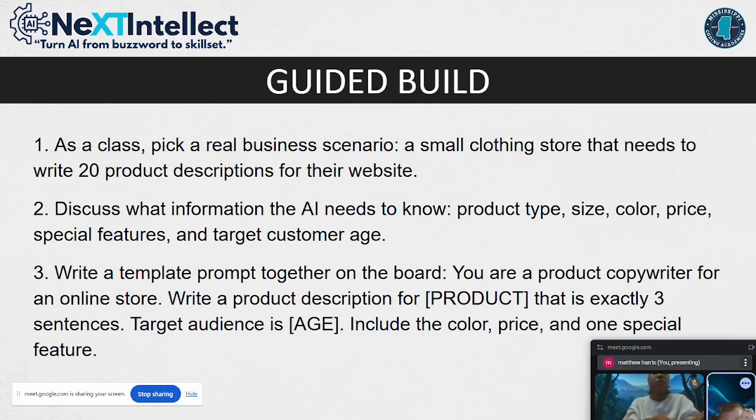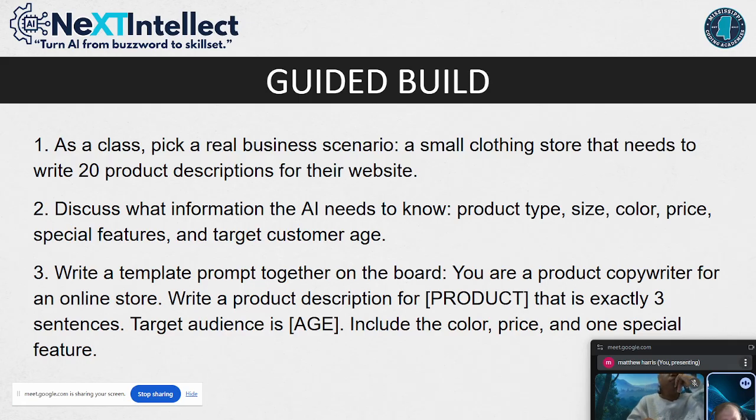So for the guided build, before the lab one for this lesson, if you did pick a real business scenario, kind of like the deodorant one that we just had, it suggests a small clothing store that needs to write 20 product descriptions for their website. You could discuss what information the AI needs to know: product type, size, color, price, any special features, and target customer age, and so on.